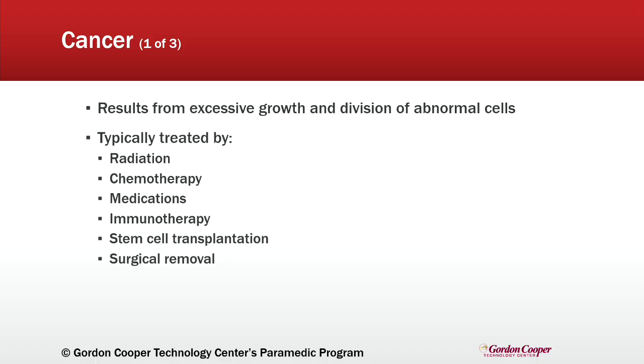Abnormal cells cause illness by multiplying within an organ or by spreading, called metastasizing, into other areas. Signs, symptoms, and treatment depend on the cancer's location or primary site of origin. Treatment options are going to vary and may include radiation, chemotherapy, medications, immunotherapy, stem cell transplantation, or surgical removal. Cancer treatment can increase susceptibility to other unrelated medical conditions.